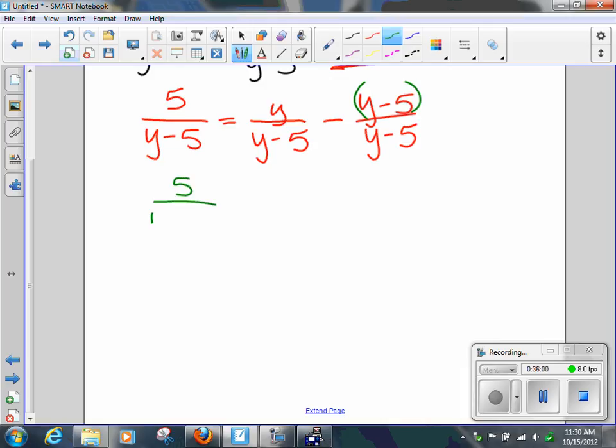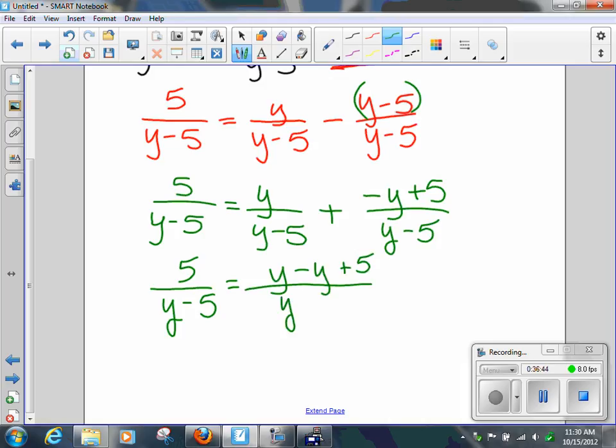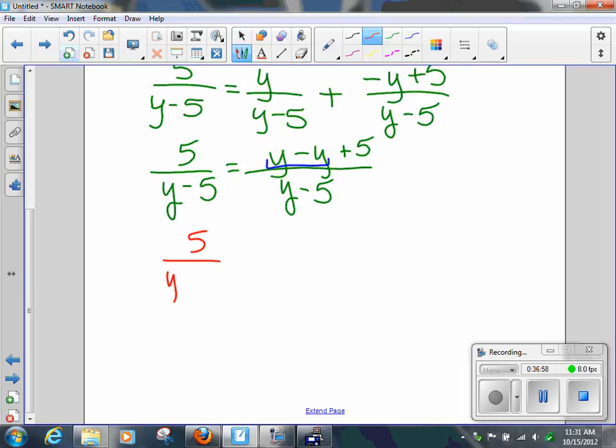So that's going to give me 5 over y minus 5 is equal to, distribute the negative 1, y over y minus 5 plus negative y plus 5. Is that right? Okay. Kelly says yes, so I'm going on. Okay. It is right. And now what? Do I have like denominators on the right? Can I combine my numerators? Yes. Watch what happens. 5 over y minus 5 is equal to y minus y plus 5. What's going on here? The y's cancel out. And it gives us 5 over y minus 5 is equal to 5 over y minus 5.